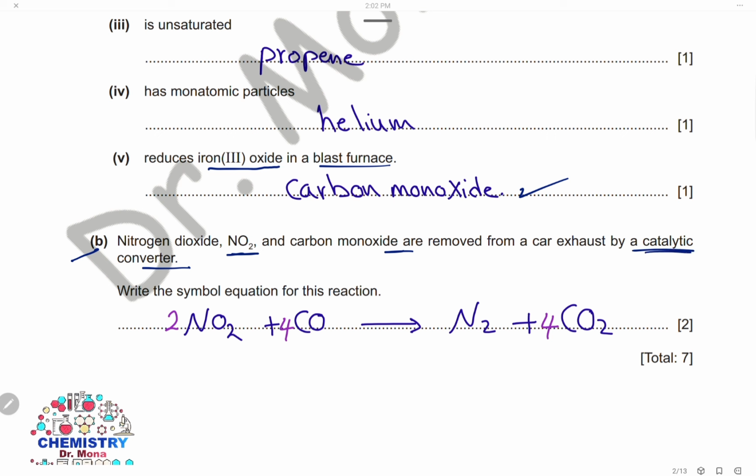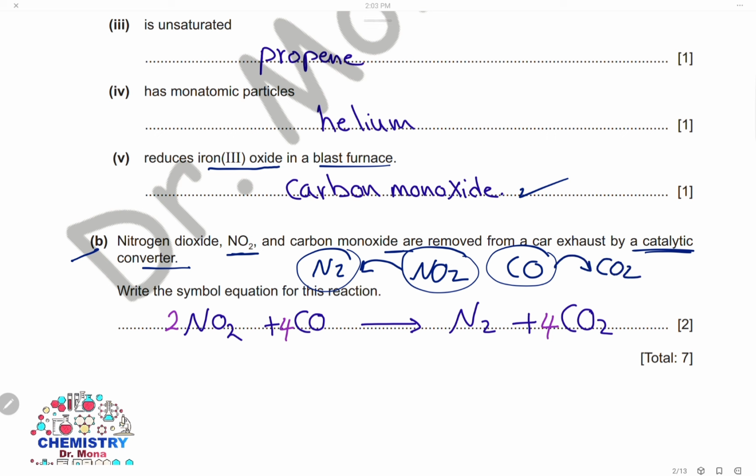A catalytic converter changes the toxic gases like nitrogen dioxide and carbon monoxide into normal gases present in the atmosphere. So nitrogen dioxide is converted into nitrogen gas, which is normally present in the atmosphere. Carbon monoxide is changed by the catalytic converter into carbon dioxide. So the equation will be nitrogen dioxide plus carbon monoxide forms nitrogen gas and carbon dioxide gas. We still have to balance the equation. The equation is for 2 marks, so we have 1 mark to balance the equation.